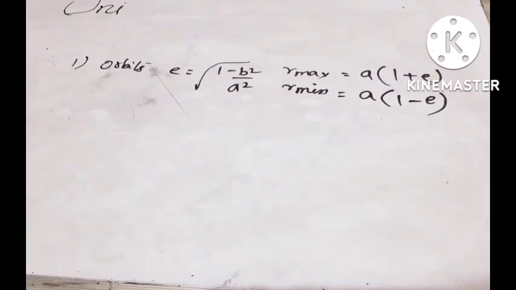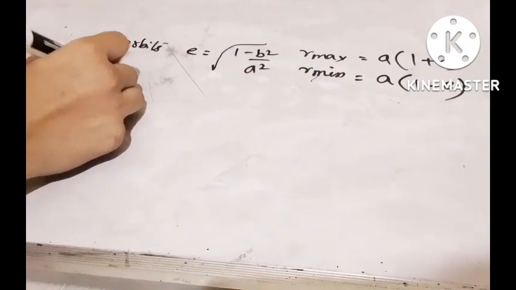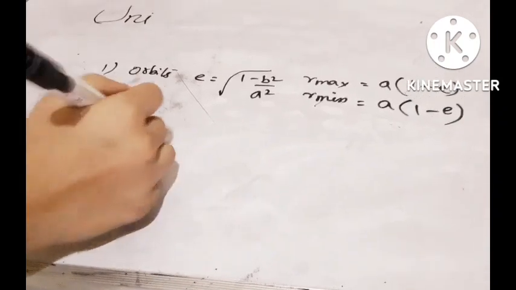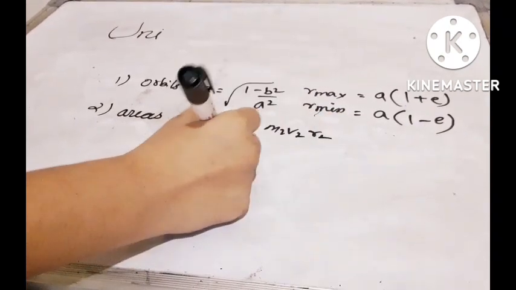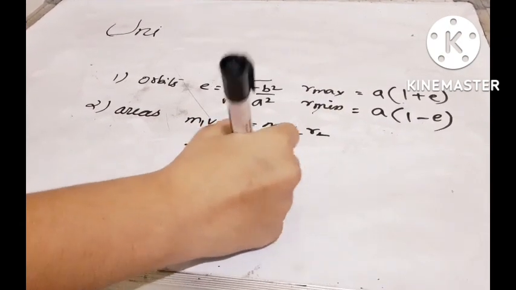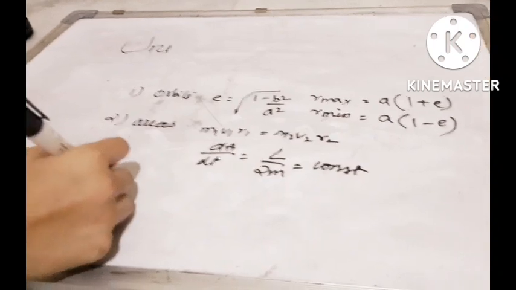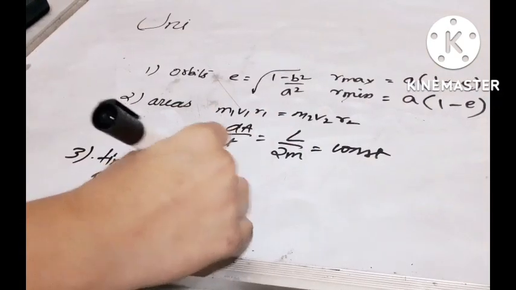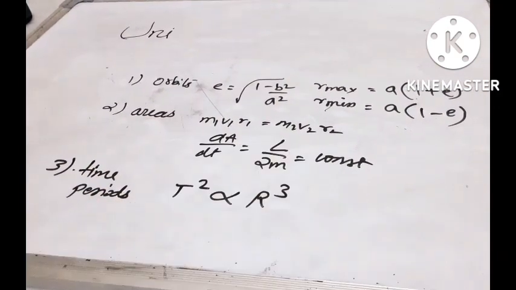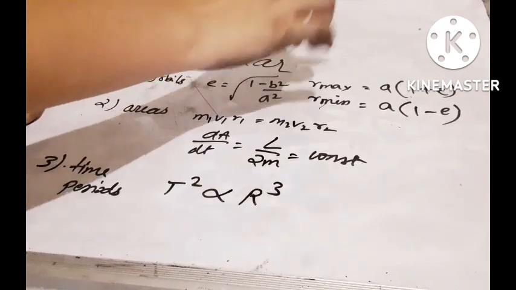This is sometimes directly asked in a question: what is the ratio of r max by r min? Directly in the options you will see (1 plus e) divided by (1 minus e). And the second was the law of areas, where we said that it is conservation of angular momentum, m1 v1 r1 is equal to m2 v2 r2, and equal areas in equal time is equal to L by 2m, which is a constant value. And the third was the law of time periods, which is derived from Newton's law of gravitation, which is T squared is directly proportional to r to the power 3. So these were the three laws given by our dear scientist Kepler.